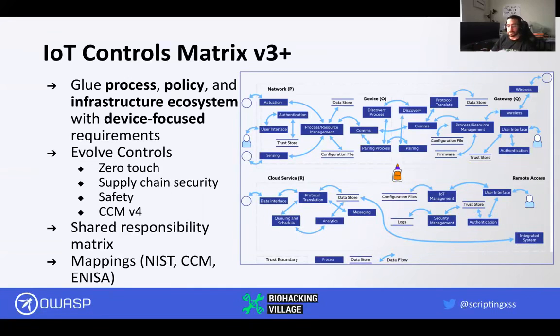And so, for the next version, we're looking to not only evolve and refine our controls, but introduce a shared responsibility matrix tailored towards IoT. And again, to expand that applicability, we create mappings to sister projects, such as ENISA's IoT security baseline, and the various NIST standards out there. And of course, Cloud Security Alliance projects like CCM.